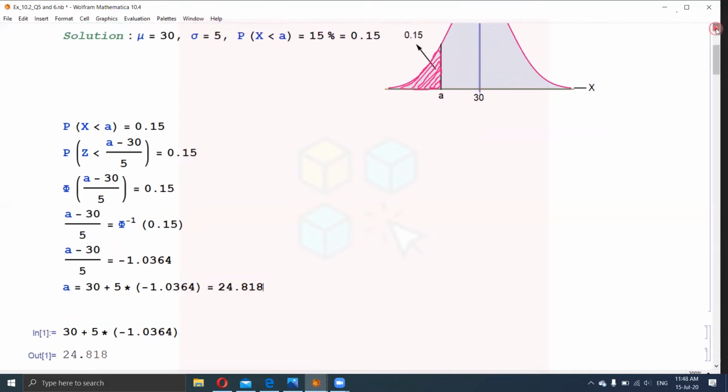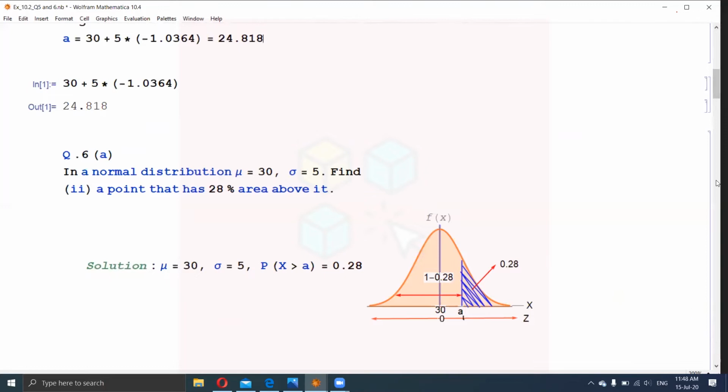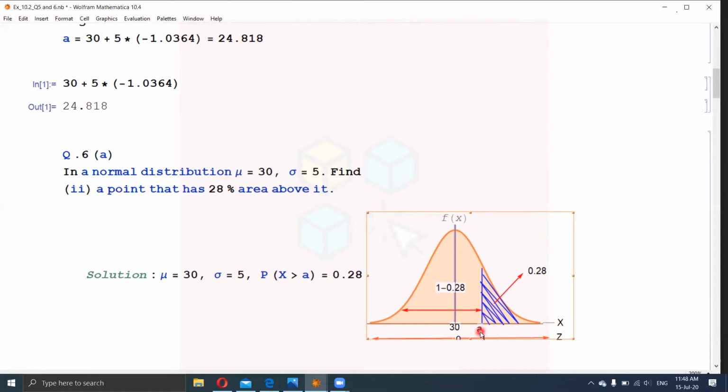From the figure, we can observe that 30 is in the middle, the mean of the distribution. A is on the left side and 24 is less than 30. So this is the result of A at this point. Below this point, the area is 15%. Now in the next part of the question, they ask to find a point that has 28% area above it. From the figure, the point A is on the right tail, and above this point the shaded area is 28%, which is equal to 0.28.